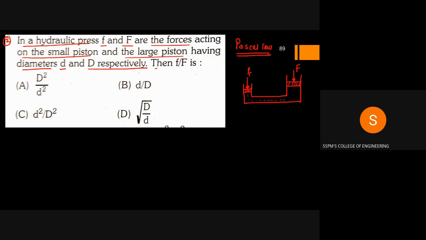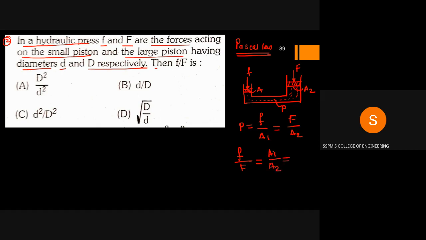Okay. Pressure intensity will remain the same. So pressure here is P. So P is equal to, cross section area, let us take A1, and this area is A2. So pressure is force upon area. For the smaller piston it is force upon area A1. For the bigger piston the force is capital F upon area A2. So the ratio small f upon capital F is equal to A1 upon A2.